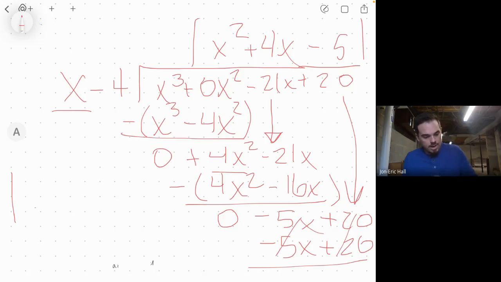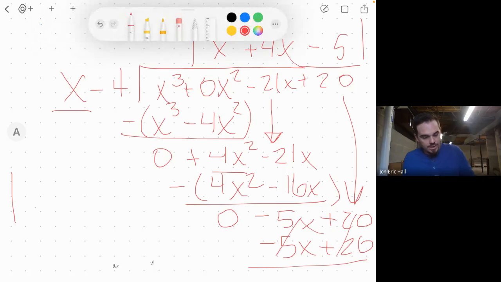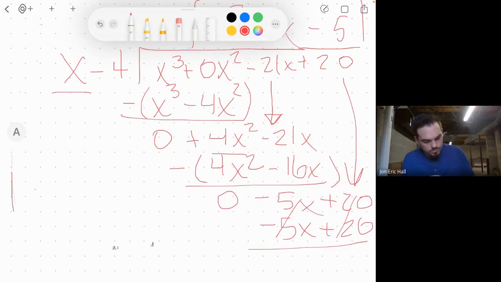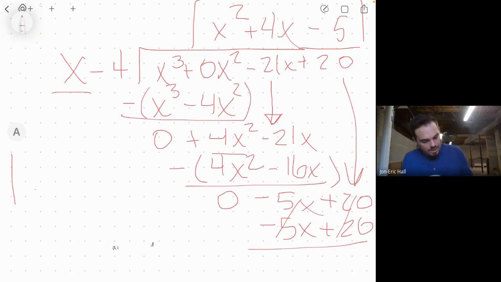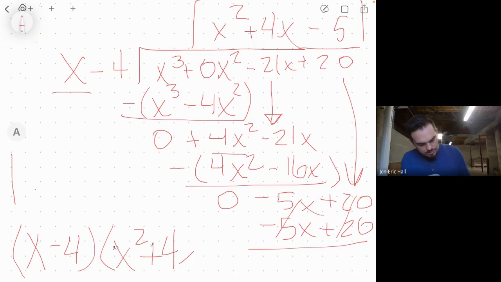Now, at this point, you've got x minus 4. I think I can just move down somehow here. We're all learning. There we go. So I've got that x minus 4 as one of my factors, and then my other factor is x squared plus 4x minus 5.